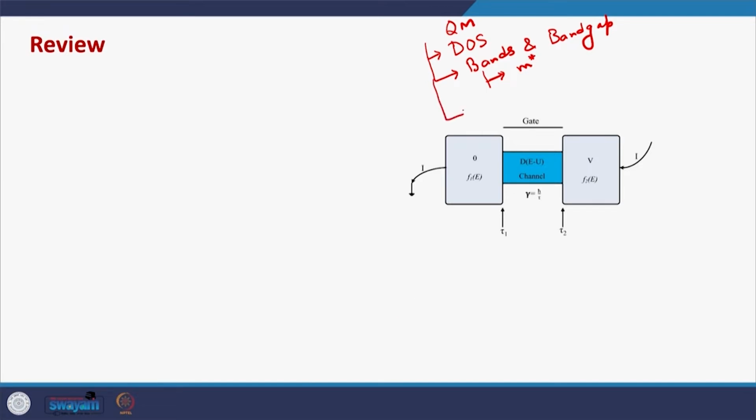Then we saw the probability that a state is occupied or not, and that is given by the Fermi function. So, we also went through the notion of Fermi function and an allied notion of Fermi level. So, with these ideas we started discussing the transport, and especially the transport in mesoscopic devices.